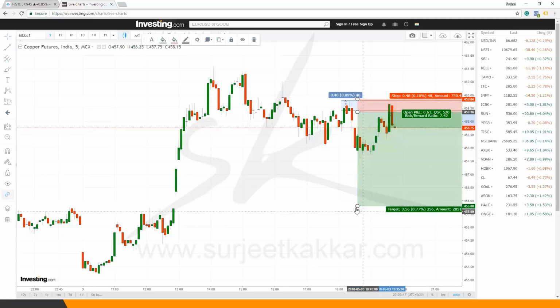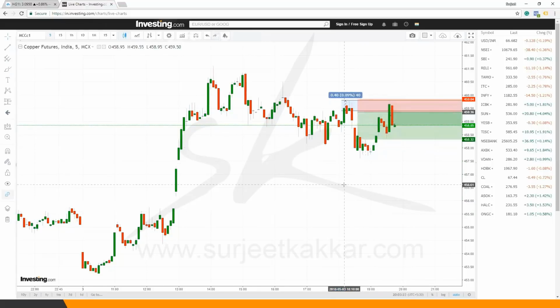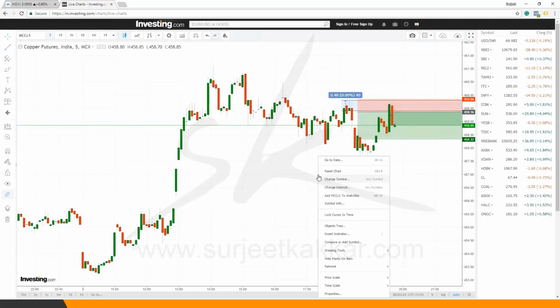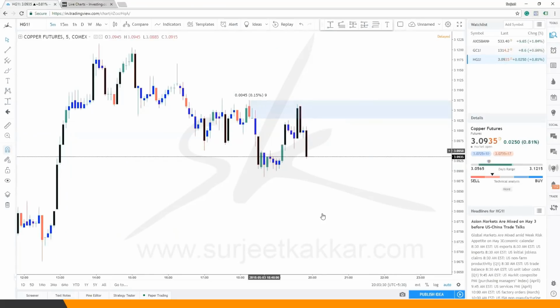But yes, by now it would have been a free trade. If it continues, it can easily hit your 2:1. So that's the beauty of these alerts. Can you see, you immediately get to know where the zones are forming and you can immediately plan your trades. So that's the beauty of it.